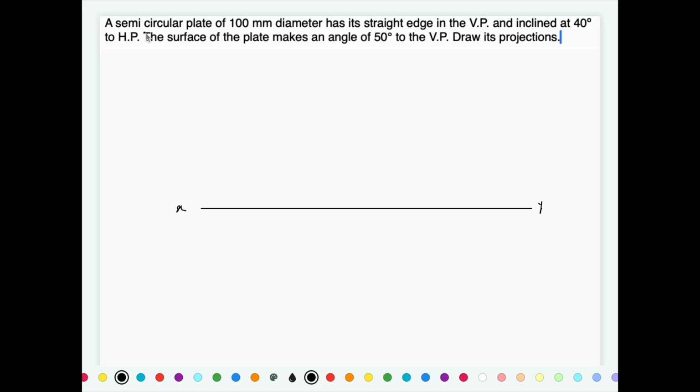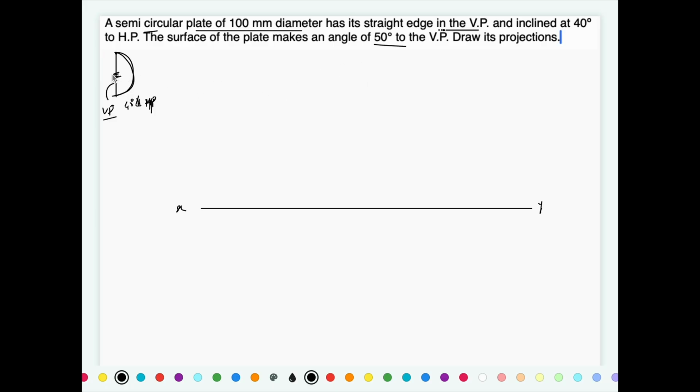A semicircular plate of 100 mm diameter has a straight edge in VP. So if you consider this a semicircular plate, it has one straight edge and one curved edge. Out of those two edges, this straight edge is in VP and inclined at 40 degrees to HP. Next, the surface of the plate makes 50 degrees with the VP. Draw its projections.